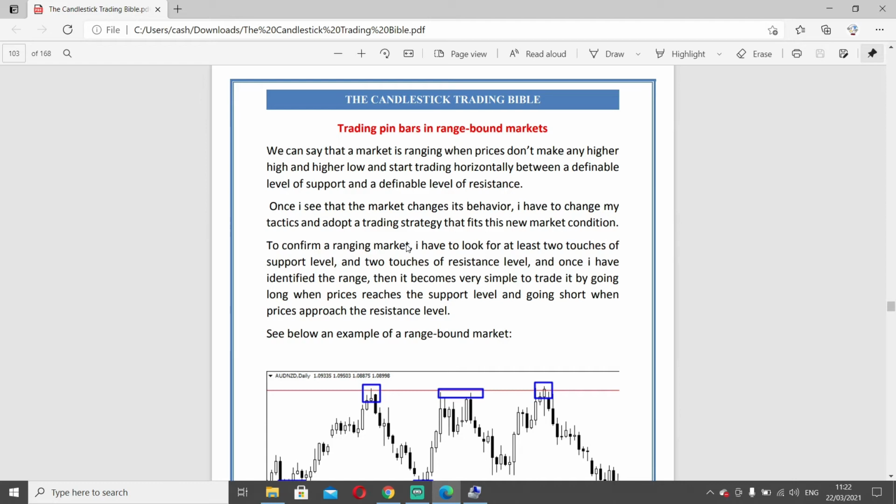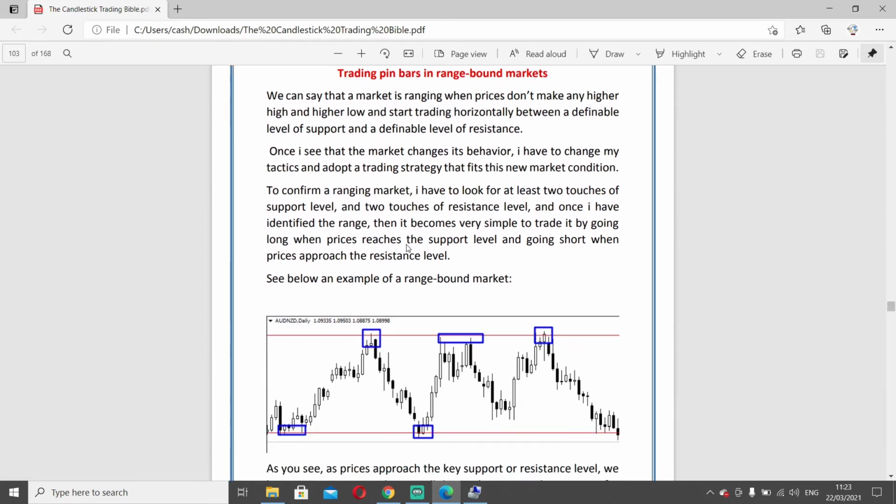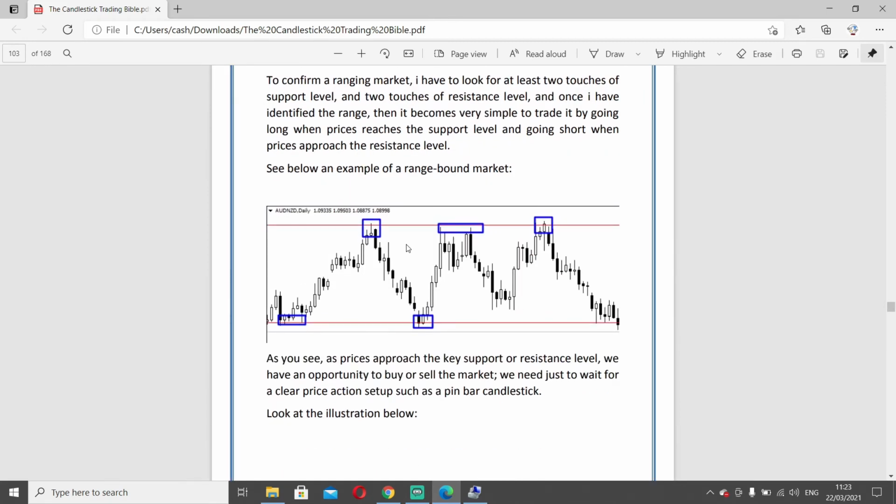So it's a very difficult pattern to trade because in ranges, price is just going up and down, as opposed to an uptrend where it's better to take buying opportunities, or a downtrend where it's going to be better to take selling opportunities. So once I've identified the range, it becomes very simple to trade it by going long when price reaches the support level and going short when price approaches the resistance level, in a simplified way. But it's not that simple when you're actually trading the range.